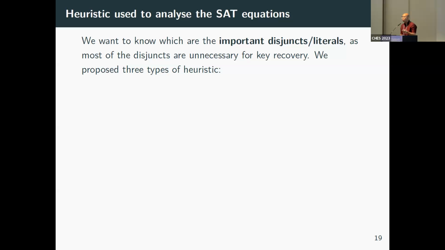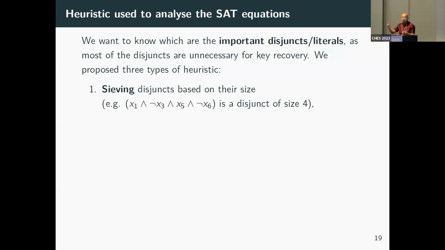And we want to know which of these disjuncts or literals are actually important for key recovery. So we propose 3 heuristics. Number 1, we sieve it based on the size of the disjuncts. So let's say you have a disjunct. The size of the disjunct is defined as the number of literals within it. So in this example over here, it has 4 literals. So we call it a disjunct of size 4.